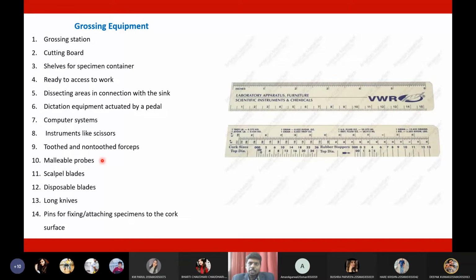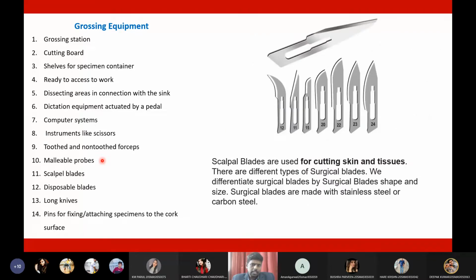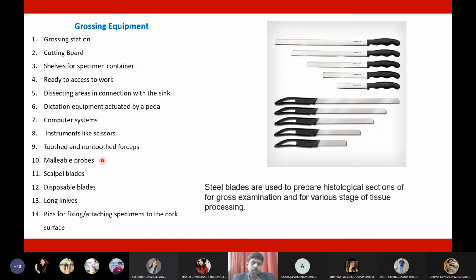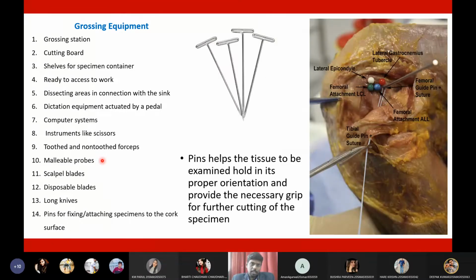Then we require a ruler, obviously, to measure the dimensions of the tissue or the biopsy organ. We require scalpel blades to cut the section tissues. We require long blades to cut very large specimens like brain, etc. Then we require fixing pins. They are called pins for fixing.